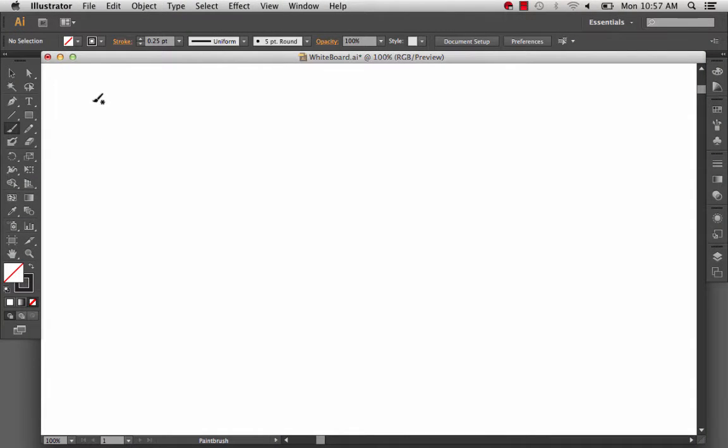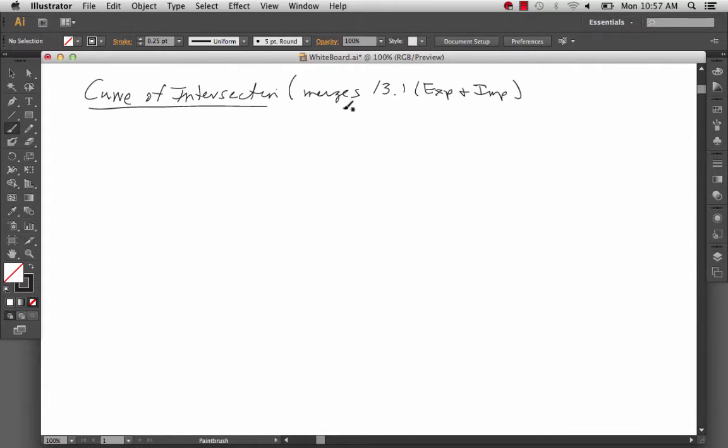This is an example on curve of intersection problems. Curve of intersection. This is my version of an example that merges section 13.1, where we discussed explicit and implicit surfaces, and also section 12.1, where we're starting to talk about vector valued functions.